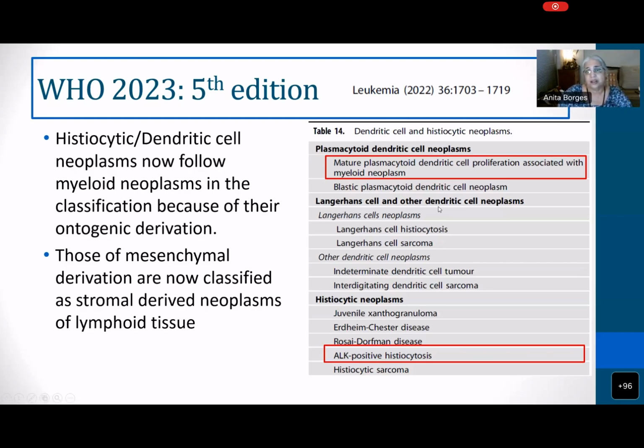Okay? And then, of course, the blastic plasmacytoid dendritic cell neoplasm, which I've already talked to you about, is there. Then you have the Langerhans cell and other dendritic cell neoplasms: Langerhans cell histiocytosis, Langerhans cell sarcoma, other dendritic cell neoplasms, that's indeterminate dendritic cell tumor, which we've already talked about, and interdigitating dendritic cell sarcoma, which belongs in this overall general group of Langerhans cells because they come from that one precursor, which is CD1A positive, okay, unlike the others which are CD1A negative.